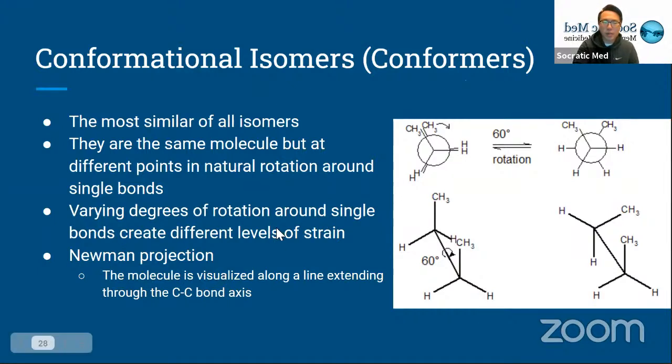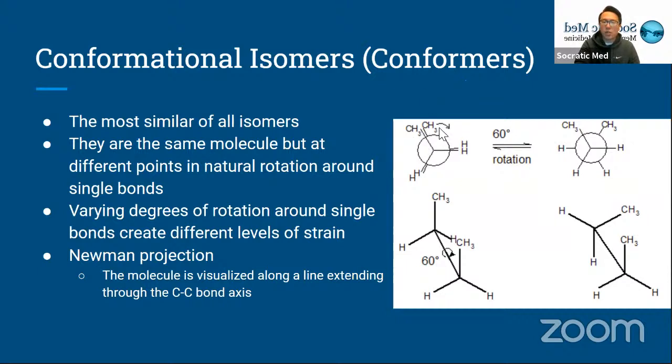This is because this allows the molecule to be visualized along a line extending through the carbon-carbon bond axis. So the circle represents the bond between the two carbons, and where the three lines meet up, that's the carbon. On the other side of this circle, you can assume it's the other carbon attached to the carbon that you can see here. So the Newman projection looks directly across the bond from carbon to carbon.